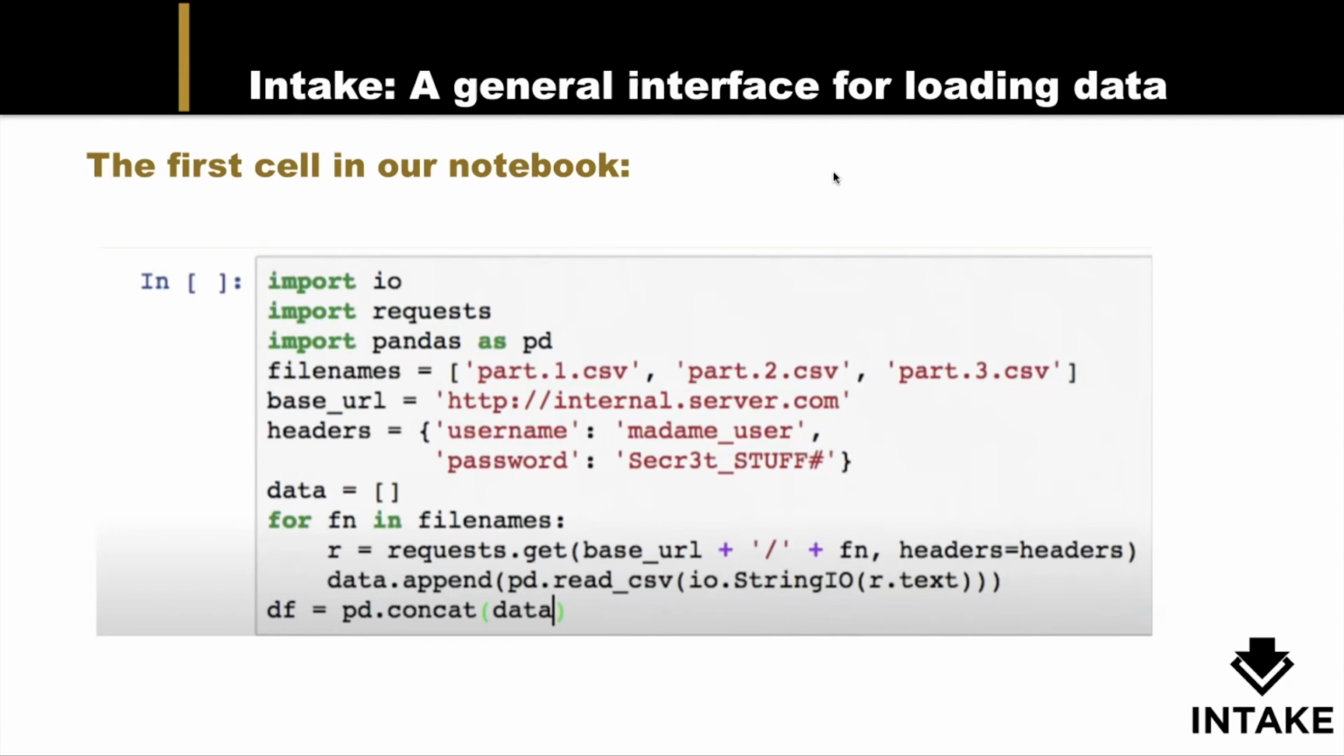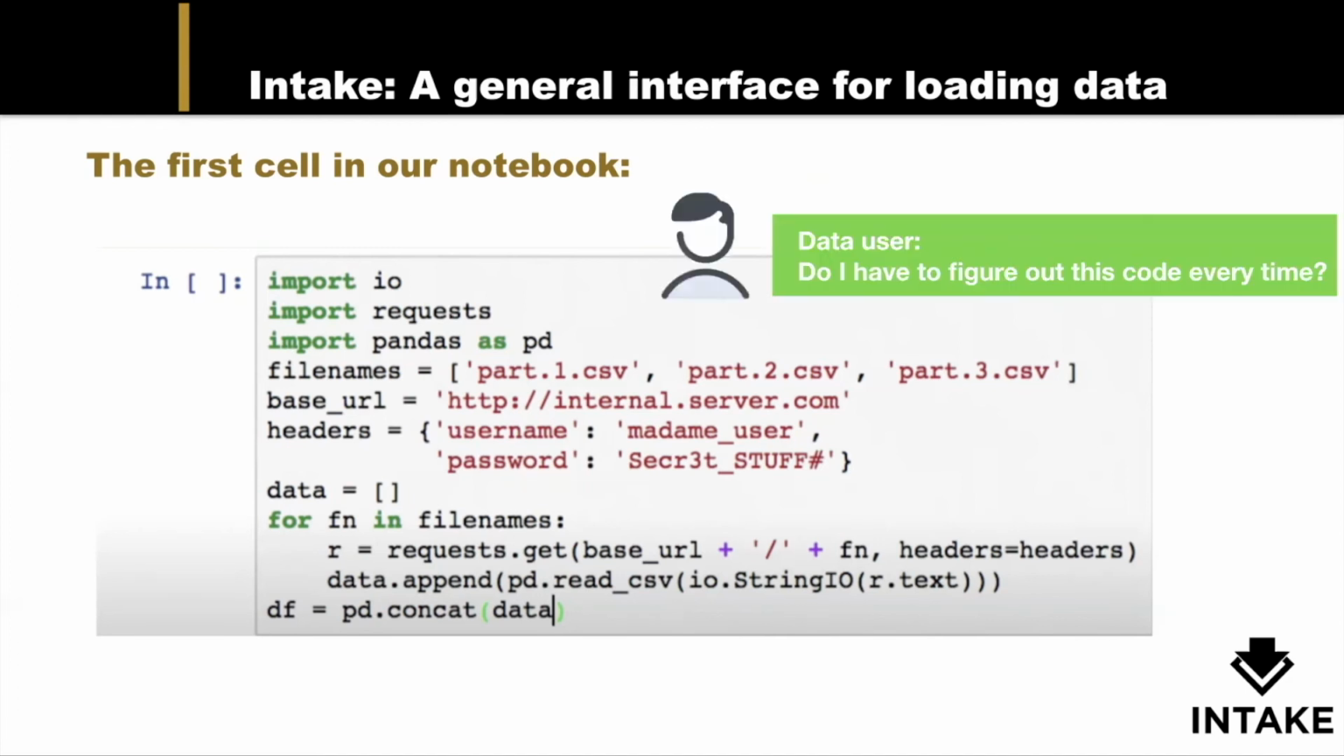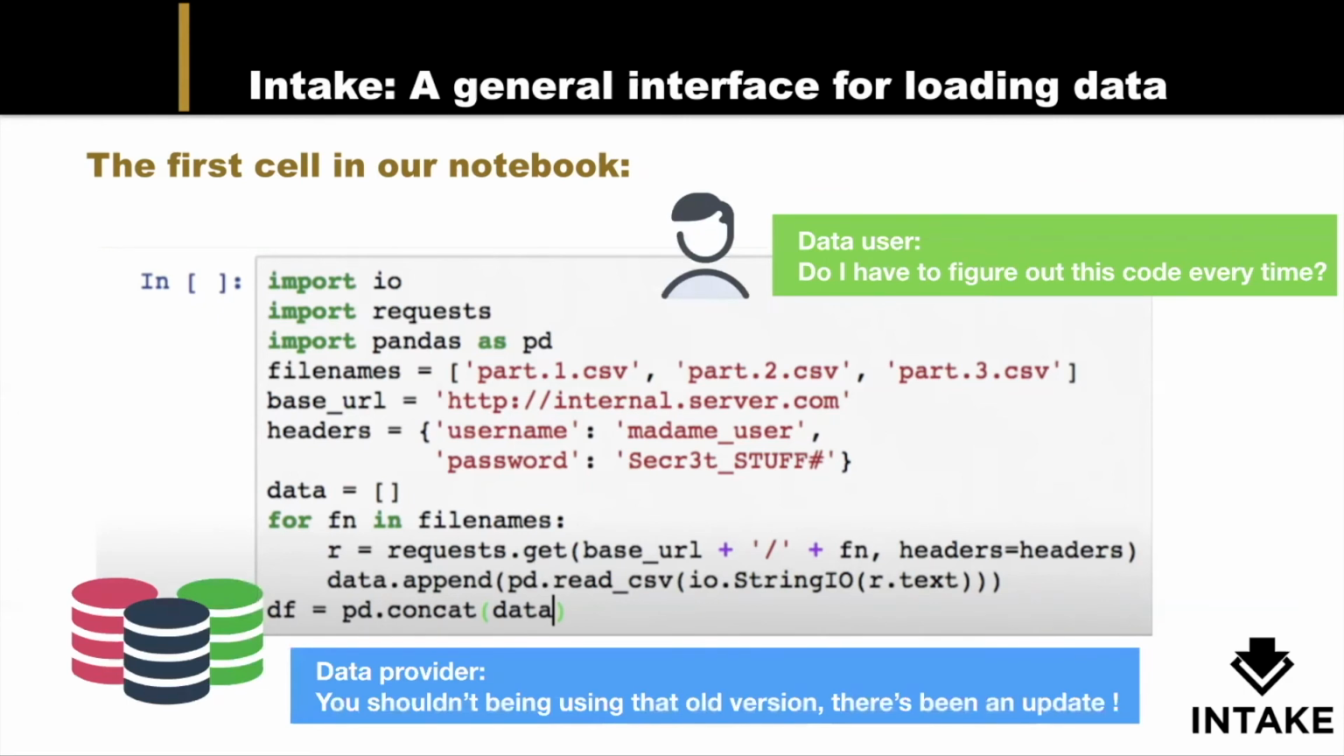And each time we need to completely rewrite this code. Now, as a data user, we want to ask a question: do we really need to figure out this code every time? And then the data provider comes in saying that you shouldn't use this data at all because this is the old version and we already have an updated version. And the data provider needs to communicate with the data user and find a way to point them to a new updated version of the data. That's a lot of work for both the data user and data provider. And intake wants to make life easier for both of them.